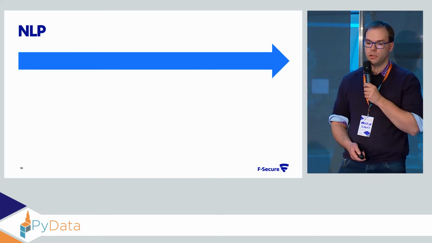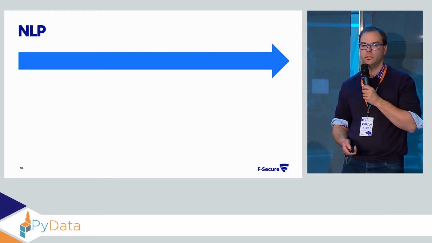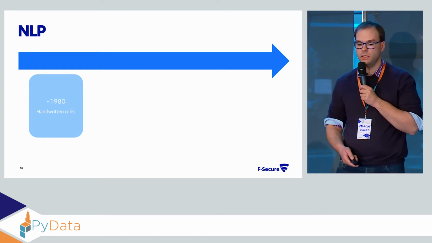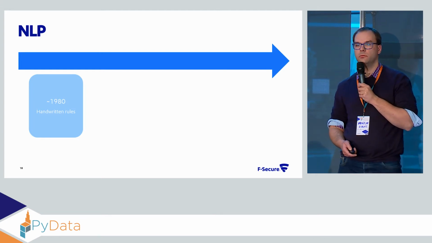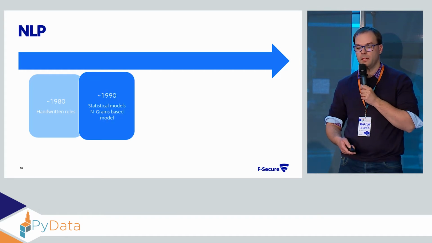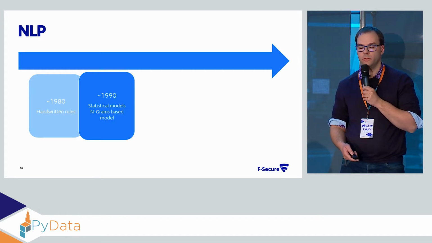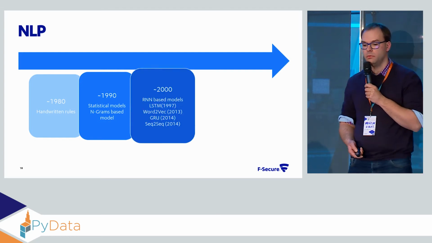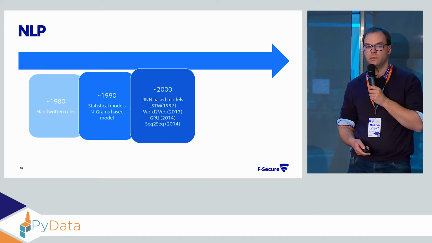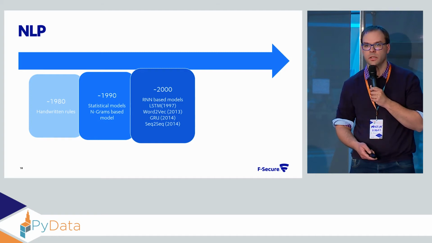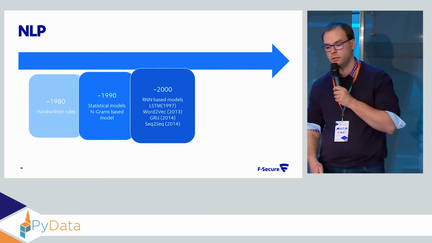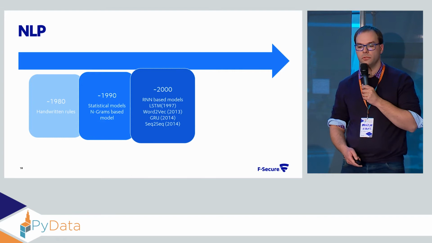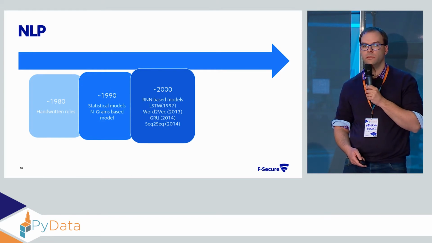Okay, so let's talk about how we can do that anomaly detection. If we look at the history of NLP, at the beginning there were probably experts writing handwritten rules. Later there were simple statistical models, maybe n-grams with more advanced machine learning. But later we had the big advantage of recurrent neural networks, and especially long short-term memory cells and different architectures, that allowed natural language processing to develop quickly.